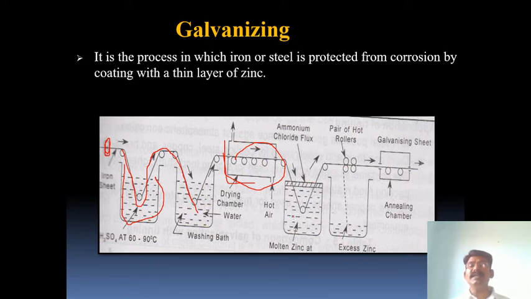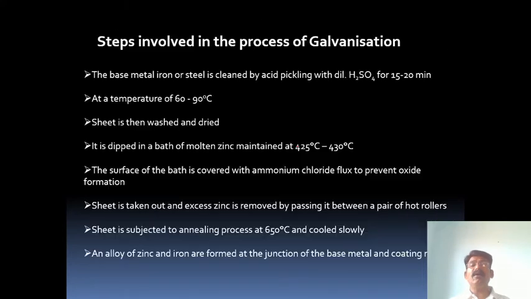Why? Because the molten zinc is coated on the surface of the iron sheet, and if excess zinc is there, two pairs of rollers are there, and some droplets fall down on this stand, which we later have to remove. So this is the galvanized sheet. This is the process for galvanizing. So we galvanize iron sheets and many other things.